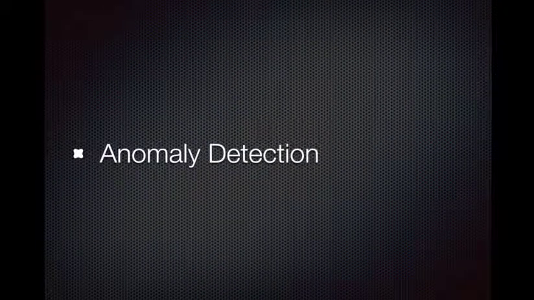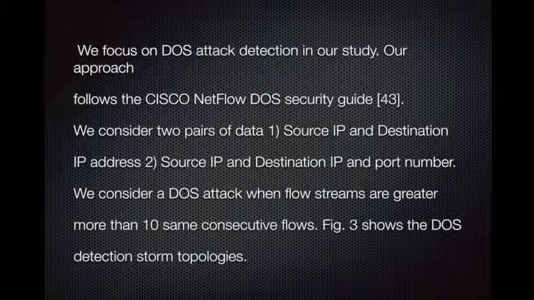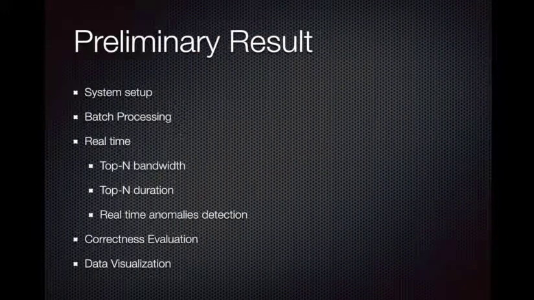Coming into focus about anomaly detection, we are focusing on different pairs of data. One is the source IP and destination IP address, another is the source IP and the destination port number, and the destination IP and the source port number. These 4 are the major categories of DOS attacks happening on the network. So we identify these data and also find the accuracy for the same.